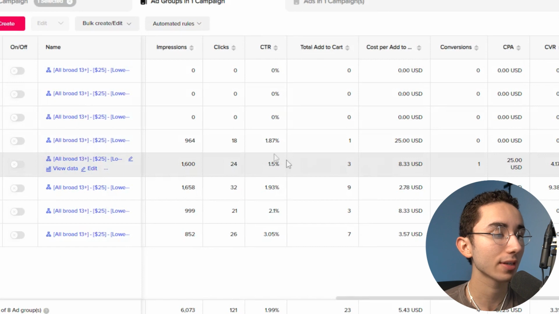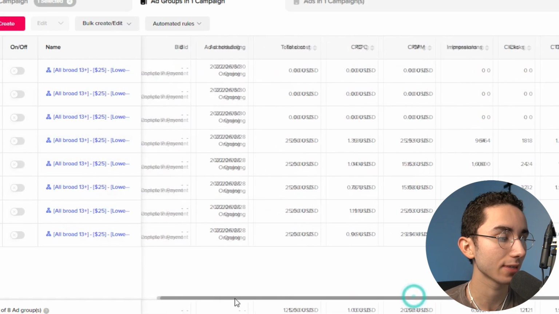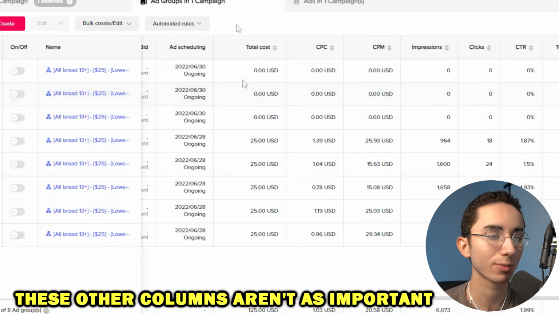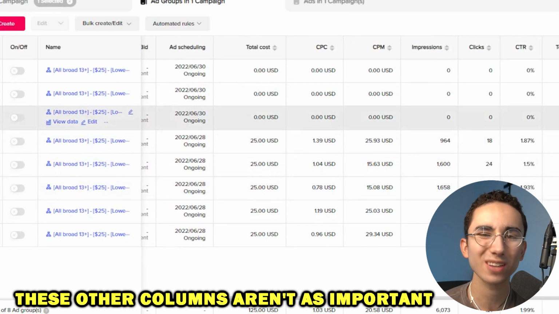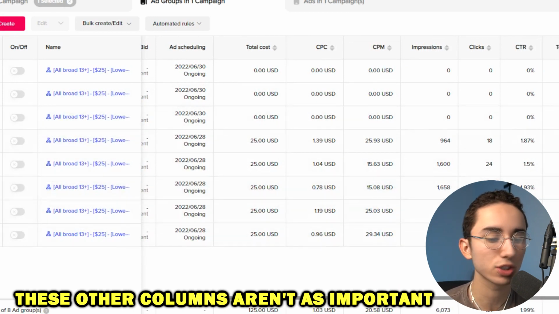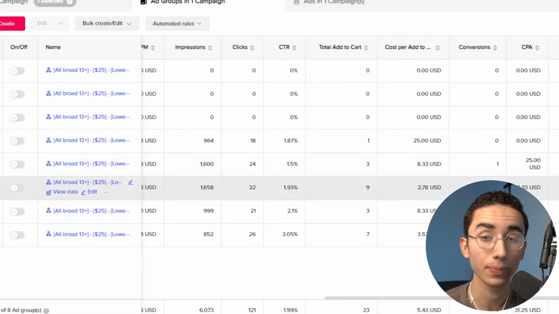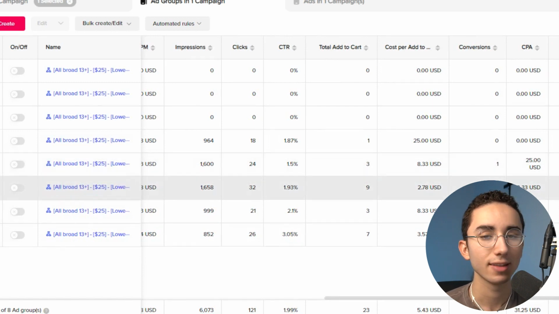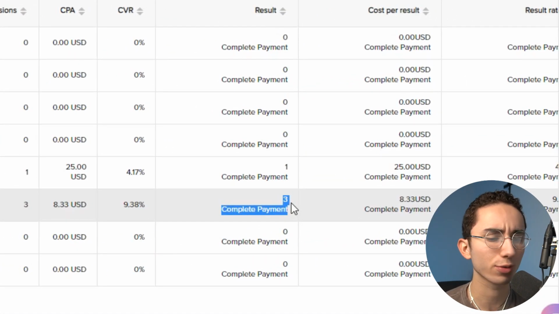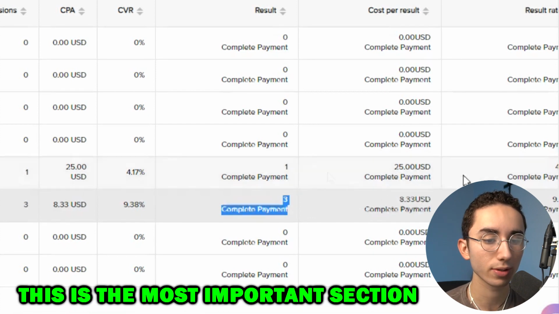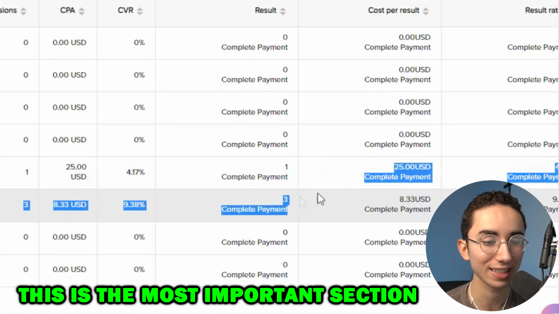So when we go down here and we look at our columns, we can see right here, I got cost, CPC, when the ads were scheduled. All these other things are extraneous. They are not the most important things. So I would get straight into the meat and potatoes whenever analyzing a campaign after a day. And I would say, all right, which one of my ad groups are profitable? Which ones are not? And as we can see right here, this ad group is absolutely going off. 3 complete payments, $8. We are looking good. And this is the most important thing. You should be focusing your attention right in this space.